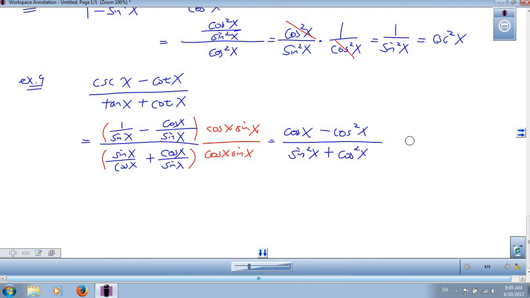And the denominator, oh, I see something now, because the denominator is sine squared x plus cosine squared x, which is 1. So the final expression is just equal to cosine x minus cosine squared x divided by 1, so we don't have to write that.